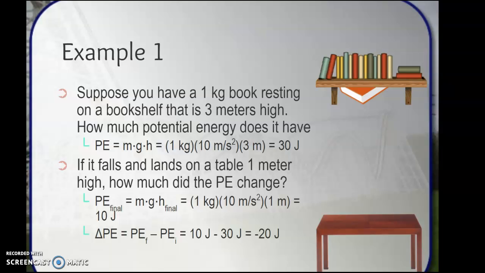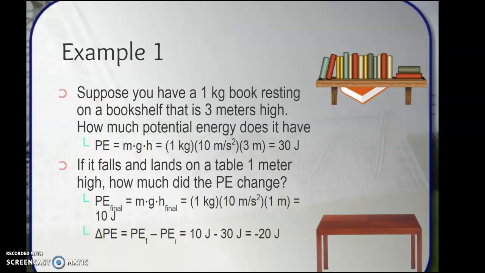If it falls and lands on a table 1 meter high, how much did the potential energy change? So we want to solve for what its potential energy is when it's at that 1 meter height. Okay, so first we're taking the mass. Again, the mass isn't going to change. G is also a constant. And now we're at this new height of 1 meter. So we have 1 kilogram times 10 meters per second squared times 1 meter.